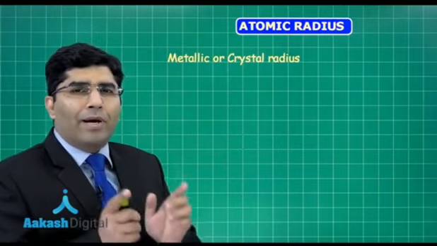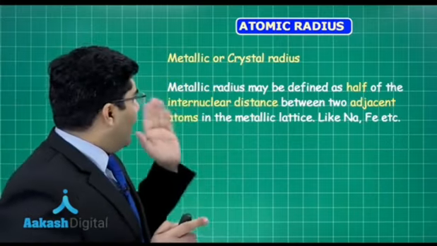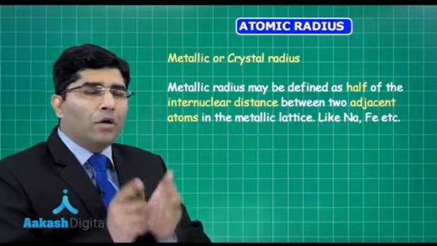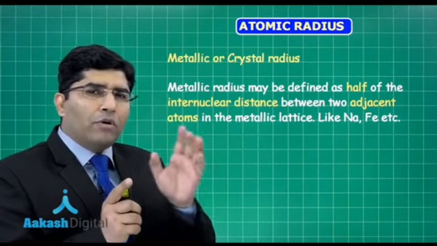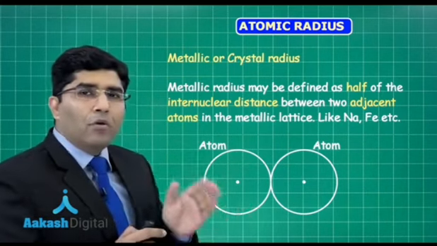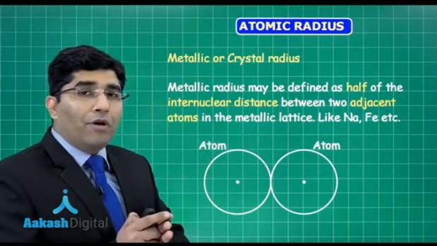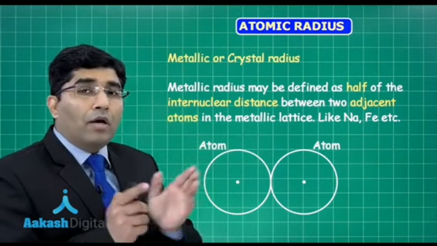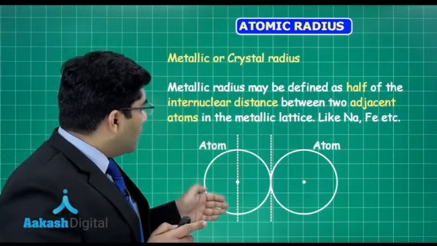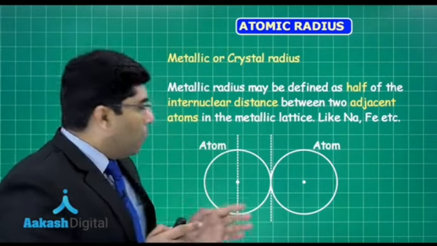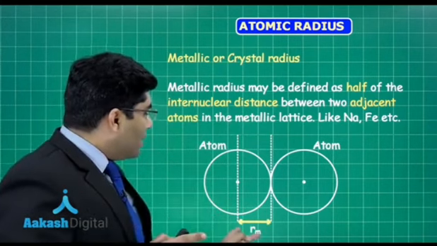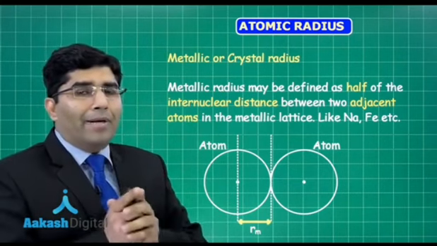That is for metals, and it is explained like this: it is half of the distance between two adjacent metal atoms, and the metal atoms will be something like this. This is one metal atom, this is another metal atom. So what we have to do? We first draw a line through the nuclei of these atoms. So this is the line from the nucleus of the atom, and this is where the atoms are touching each other. Now, this distance is the metallic radius.